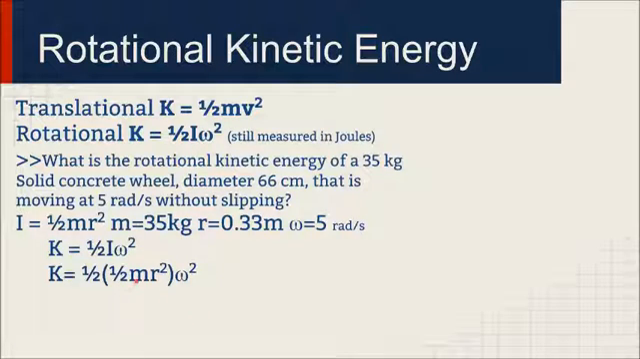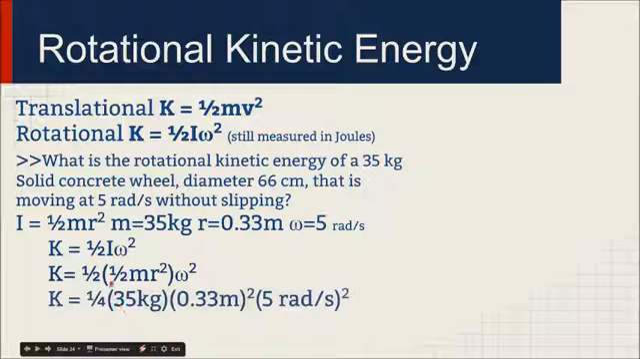Okay, so we put the numbers in. So we get 1/2 times 1/2, which is 1/4. The mass is 35 kilograms. R is 0.33. We're going to square that. Be careful on that. Omega, which is 5, we're going to square that also. So you can calculate that, and you get 23.8 joules.